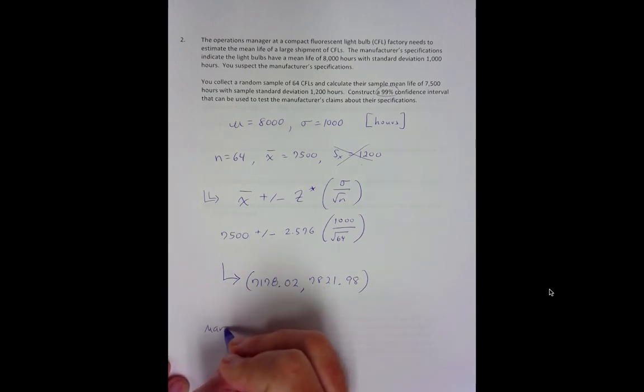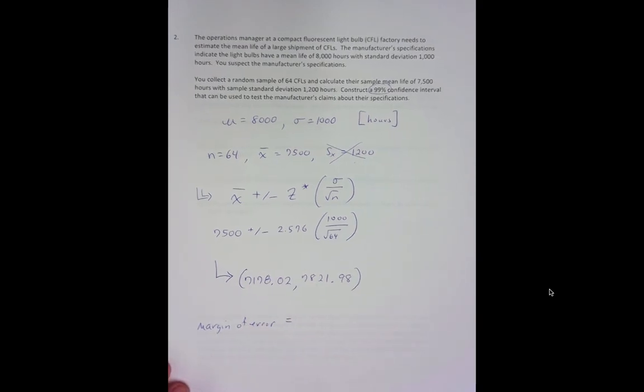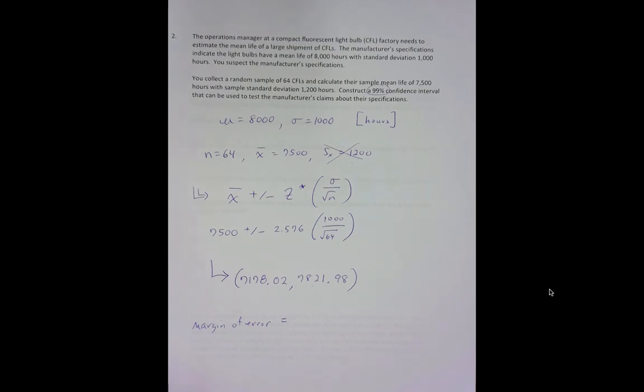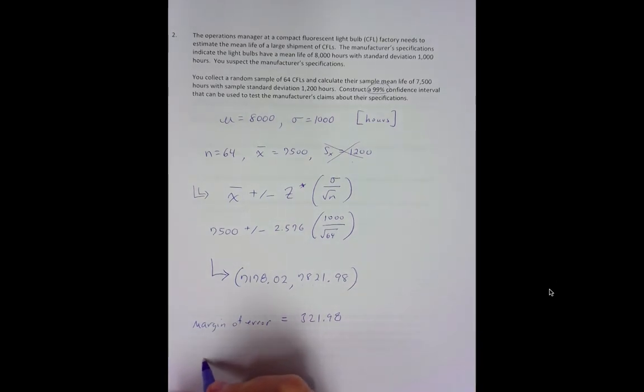Now, just as a review, remember the margin of error would be found by taking the big number minus the small number divided by 2. I'm just going to plug that in the calculator here very quickly. So 7821.98 minus 7178.02 divided by 2. So it looks like the margin of error is 321.98.